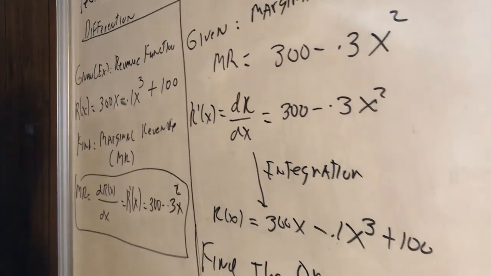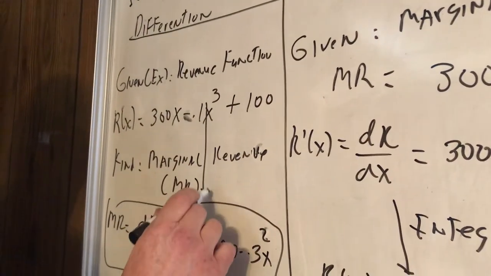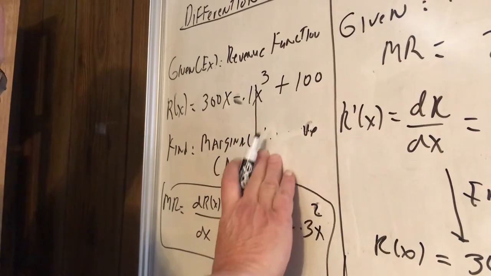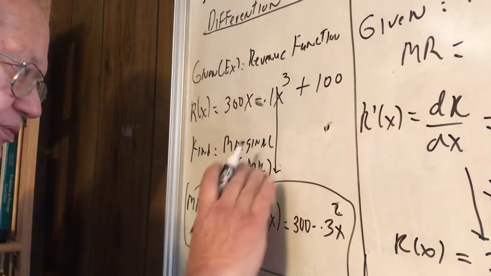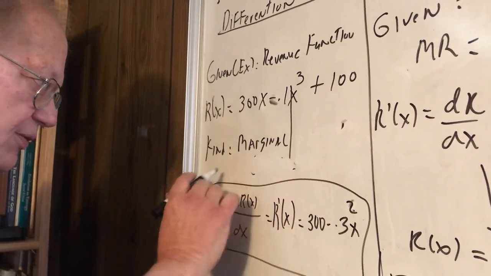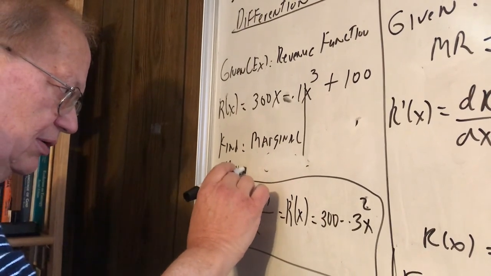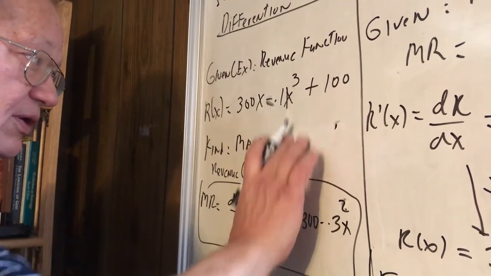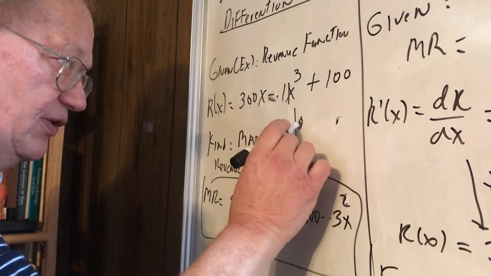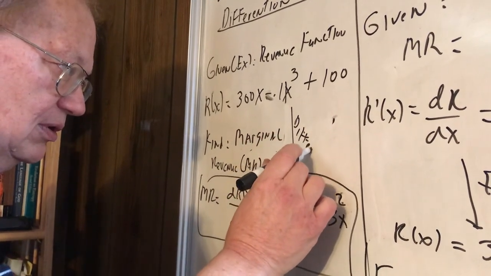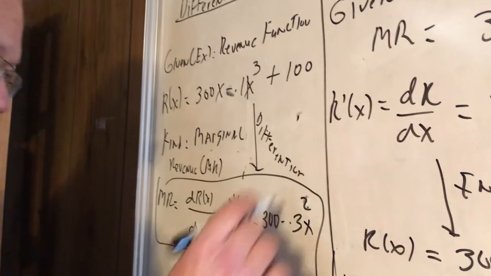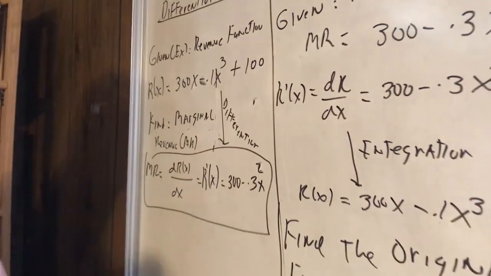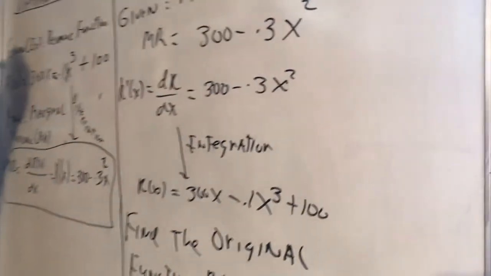What do we do to get from here to here? We use differentiation. Sorry, it's not so clear. I should have left some space here. But we'll put the marginal revenue here. So what's the process we use to get from here to here? We use differentiation. I think I missed a few words, but you know what I mean.